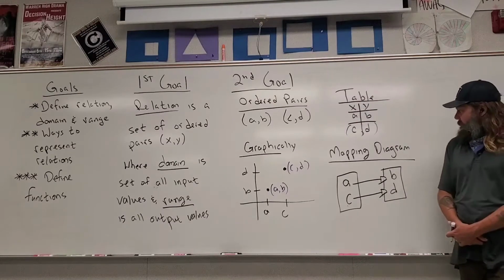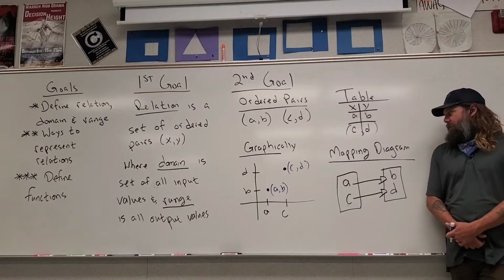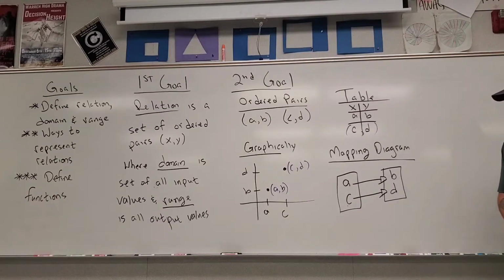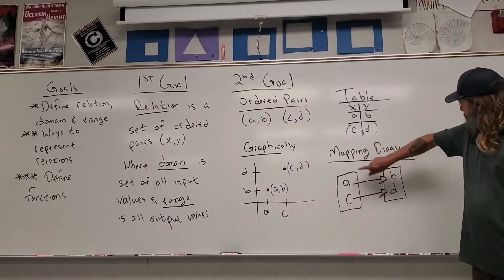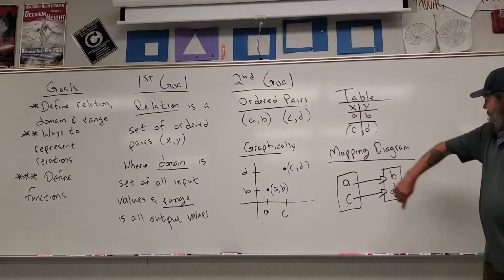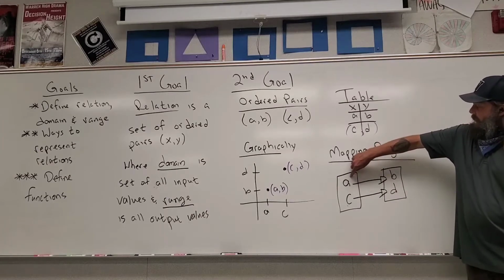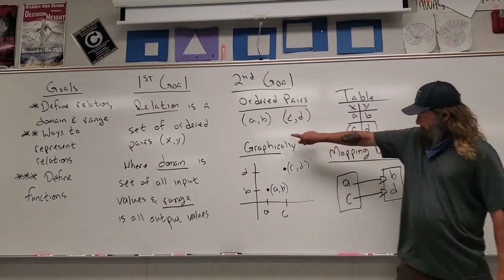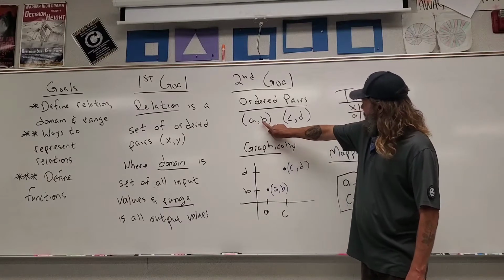Our last form of a relation is a mapping diagram, and this is probably the first time you've seen this. All of our inputs go in one box, all of the outputs go in the other box, and these arrows show us who they go to. So here I know that if I plug in A, I get B.